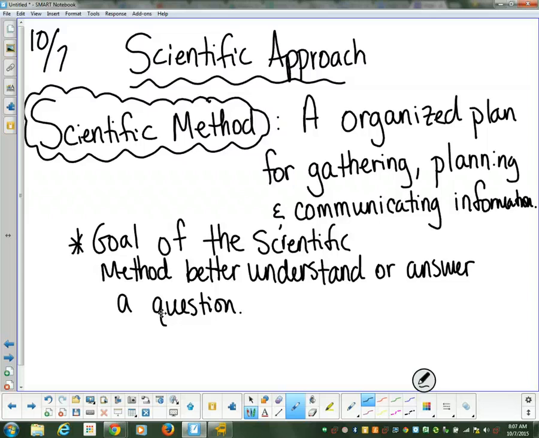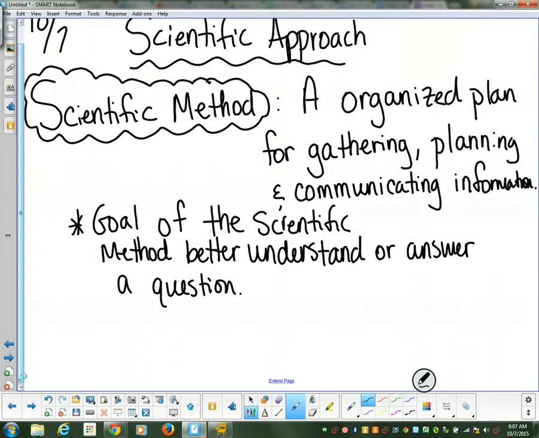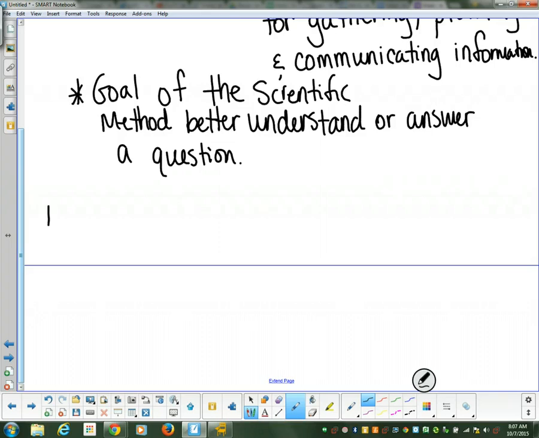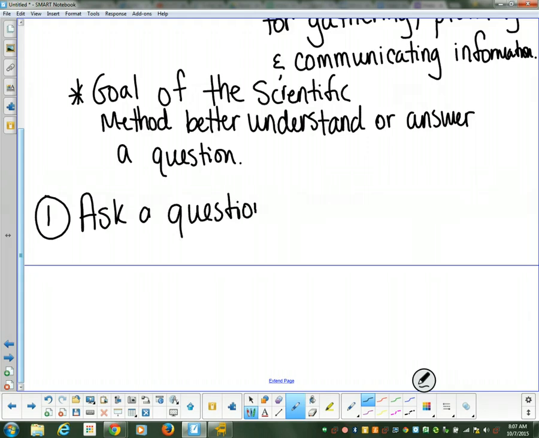Okay. So what we do right now is we have developed the first step of a scientific method. Okay? Step number 1 of the scientific method is to ask a question, or you have a problem. Okay, so the first step of the scientific method is you are faced with some type of question or you have a problem that you're faced with.